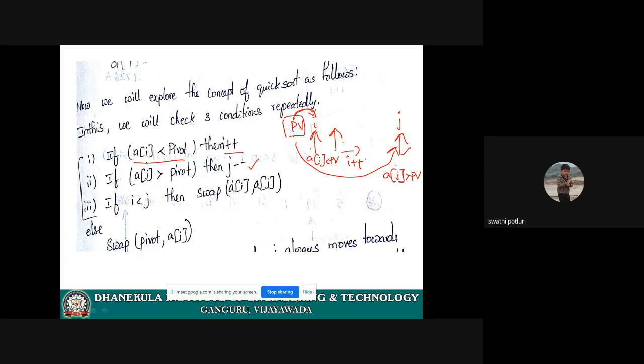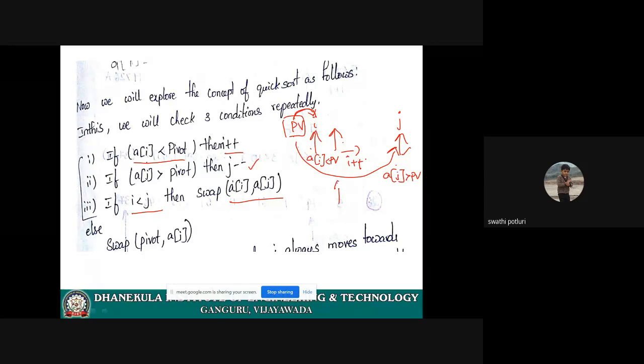If it is greater, what do you have to do? You have to leave it in the same position, because all the elements greater than the pivot are to be placed in the right subarray, and those less than the pivot are to be placed in the left subarray. So if the conditions are true, we keep the value in the same place and do not change the values. If the condition becomes false and if I is less than J, then we can swap A of I with A of J. So these are the conditions you have to follow.